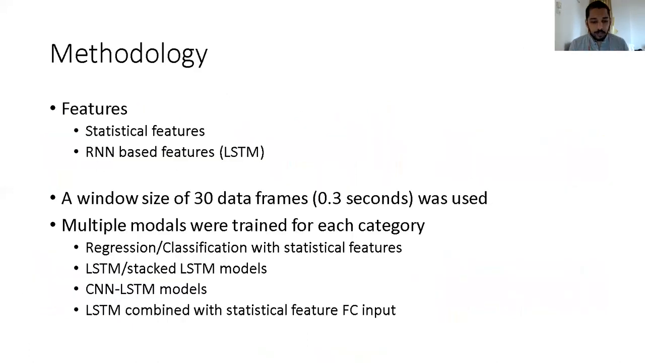For the prediction of different attributes, we'll be extracting features in two different methods. First one is using statistical features. The second one is using RNN-based features. For both of these, we'll be using a window size of 30 data frames, and we'll be using a rolling window-based method. After extracting the features, we'll train different classifiers and regressors for each of the different prediction tasks.